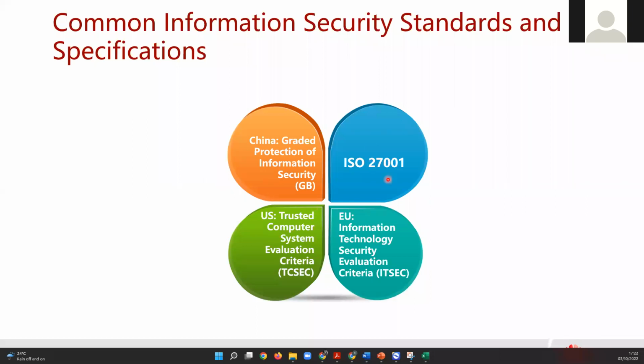So we have the ISO 27001, then in the US we have the TCSEC, that is Trusted Computer System Evaluation Criteria. And also in the European Union, we have the ITSEC, Information Technology Security Evaluation Criteria. So they might look so many, but what's important is to get to know what each of them really talks about. This one is a global one. This one is for China. This one is for the US.